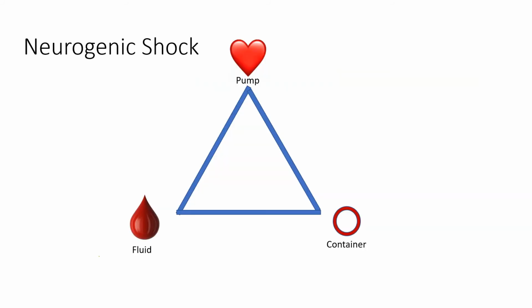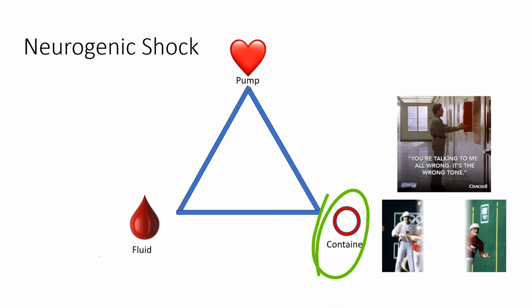Neurogenic shock is usually caused by a brain or spinal cord injury. It results in decreased vascular tone and decreased sympathetic tone. The vascular system without sympathetic tone makes it unable to propel the blood properly, which significantly affects blood pressure.